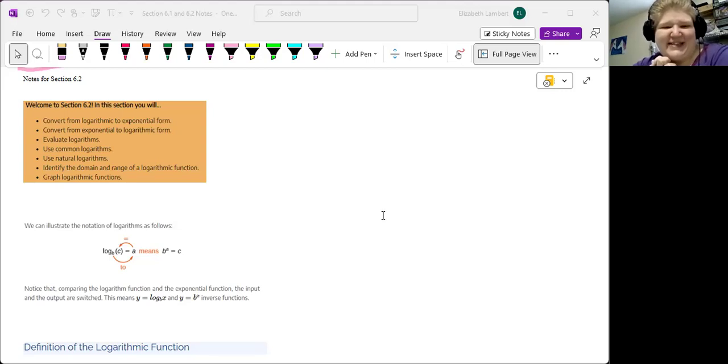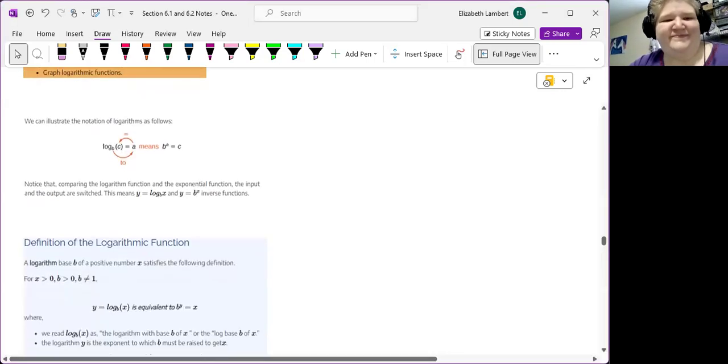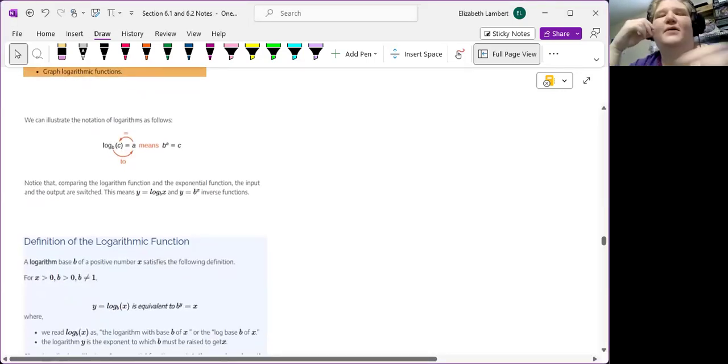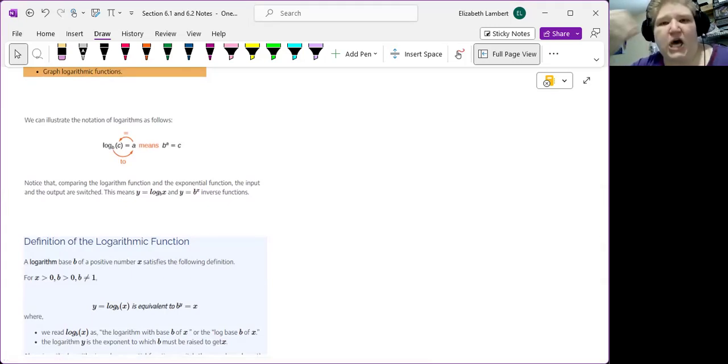I hate the way the book and most books present logs. Logs were designed, their whole purpose in life is to undo exponential functions. A lot of books present it as, oh, well, these things move here and this moves here, and look, it's the same as an exponential, just written in a different way. That's great, unless you're dyslexic or you get the order wrong.